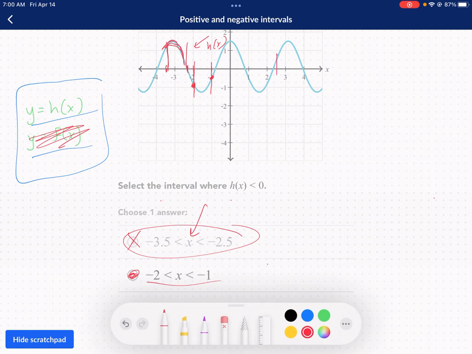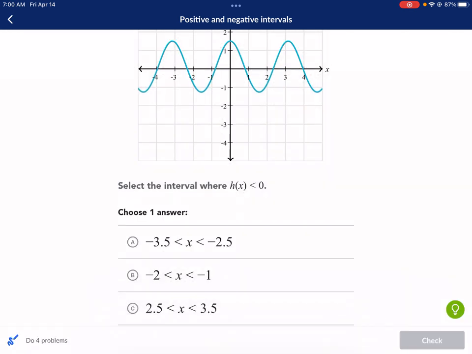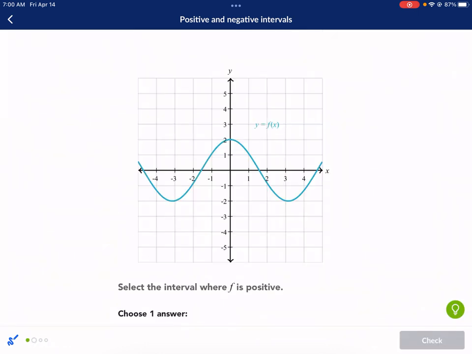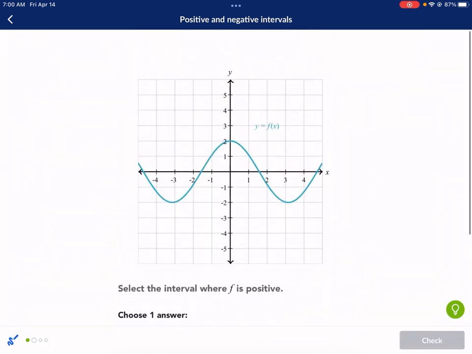2.5 is about here, and 3.5 is about here. And you can see that this is also above 0 there. So B is our option, and we're going to check it, and we're going to move on. Next up, choose the interval where f is positive.